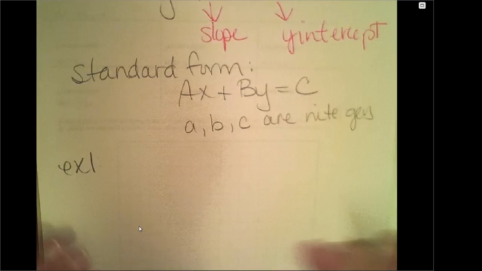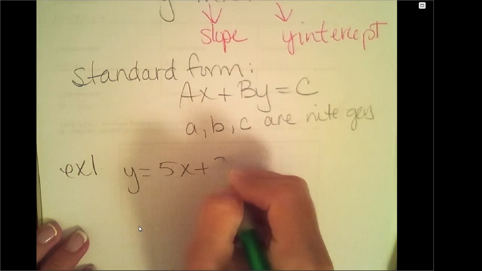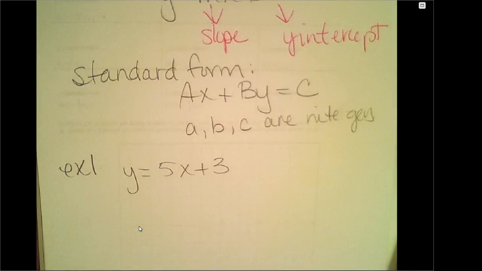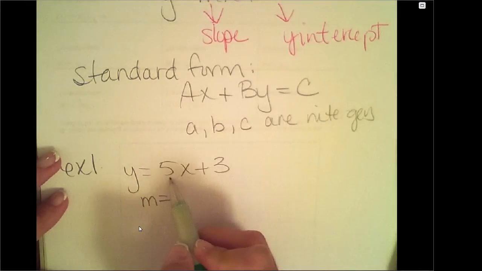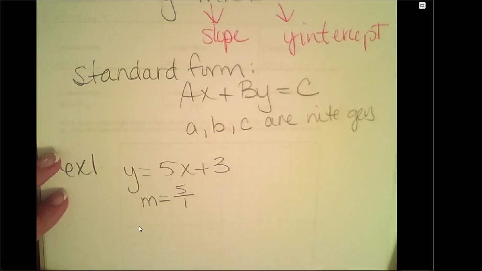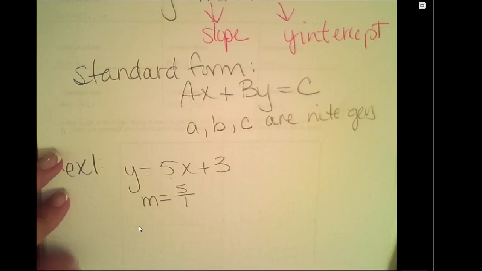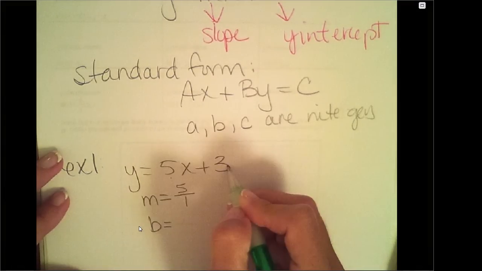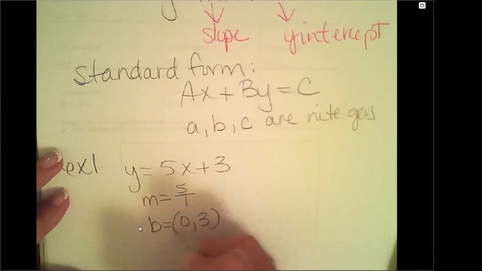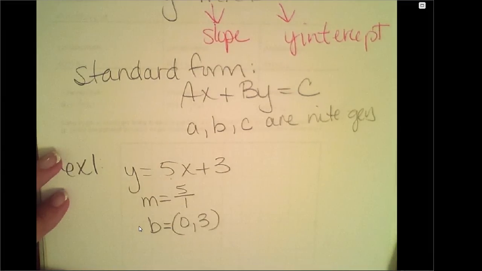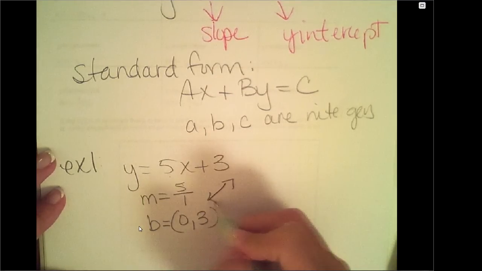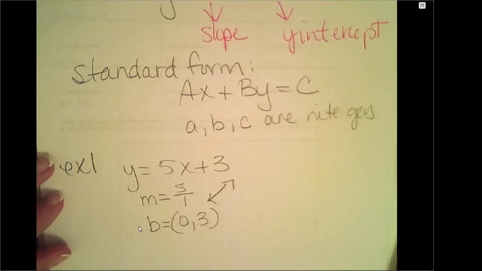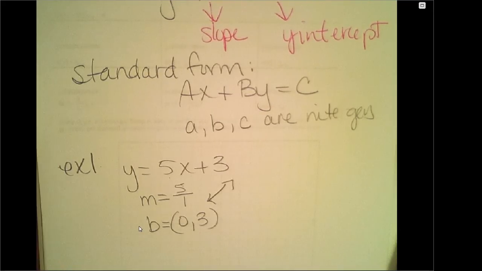If I give you y is equal to 5x plus 3, and I want you to identify the slope and the y-intercept. Your m is always your coefficient of x, which is 5, and we're going to write it 5 over 1 because we need rise over run. Your y-intercept is 3, but we're going to write it as an ordered pair. So your y-intercept is (0, 3). Now right off the bat from yesterday, we know 5 over 1 is a positive slope, so therefore it's going to look like this. Now we'll come back and graph that in just a moment.